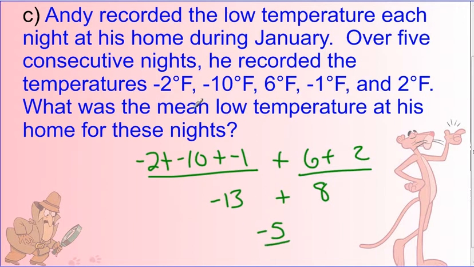We divide by the number of numbers, 1, 2, 3, 4, 5. And -5 divided by 5 is -1. So the average temperature outside was a -1 degrees for those 5 nights.